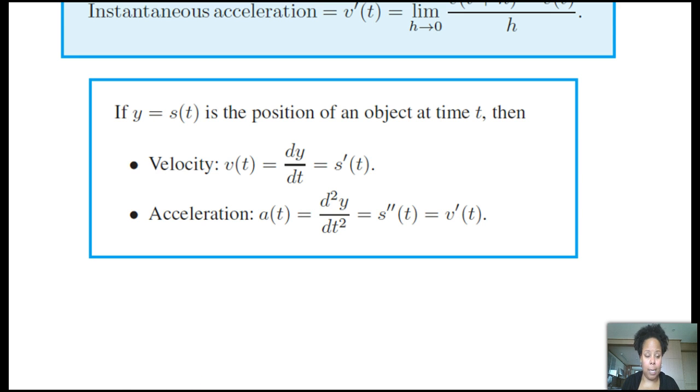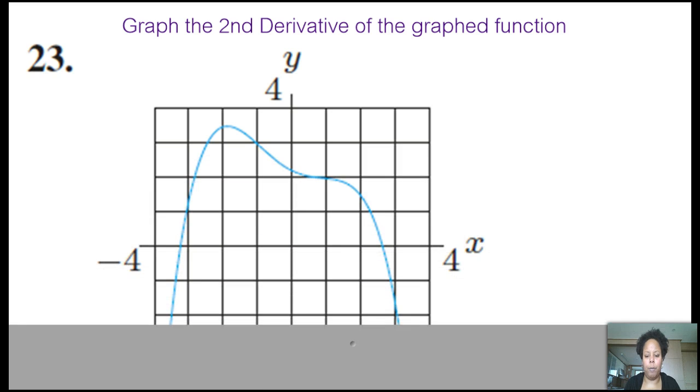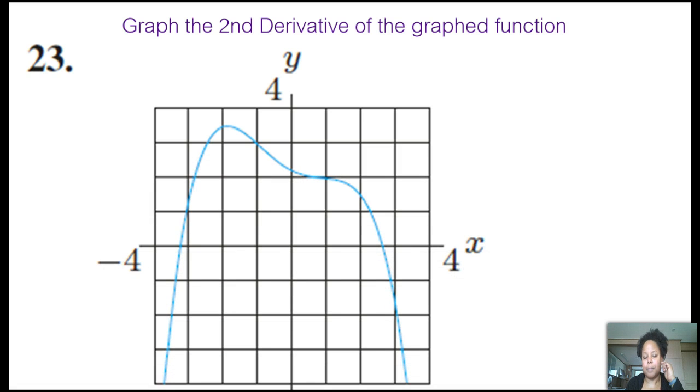Now, some of you have been asking about how to use the second derivative in a problem or a question. Well, you haven't been asking that, but I know you guys are going to ask that. So let's take a look at a problem. We're going to graph the second derivative of a function just from the original function. I took this from number 23 from your textbook exercises. Here is a graph of the original function f, and I want to graph the second derivative of that function.